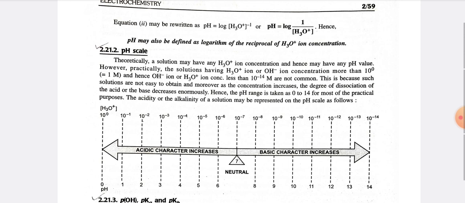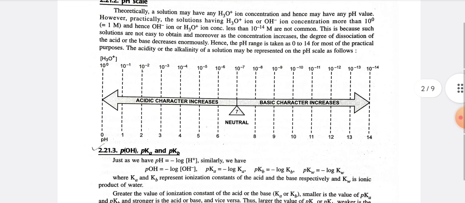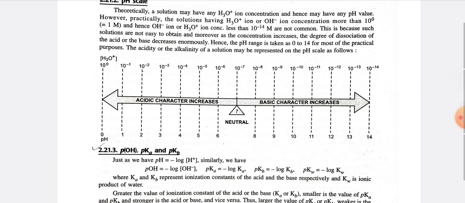The acidity or the alkalinity of a solution may be represented on the pH scale as follows. In the middle, where the pH is 7, it is neutral. From 7 to 14, basic character increases, and from 7 to 0, acidic character increases.